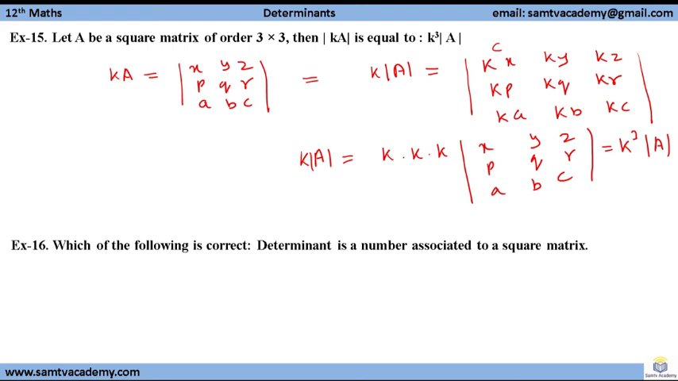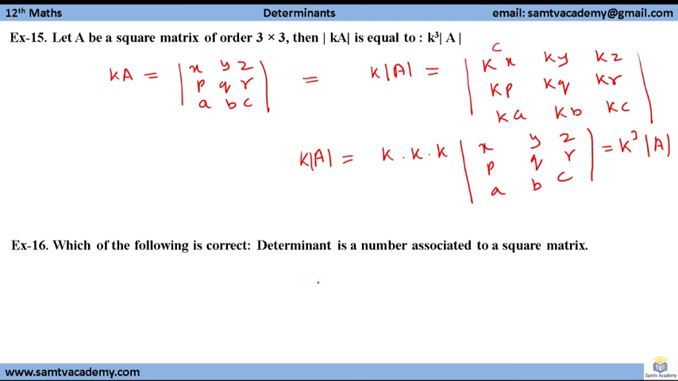Now question number 16, which of the following is correct? I have written only the answer to make you understand. There will be 4 options. It is asking about the determinant. So what is a determinant? We have solved so many questions, and if you have any number of elements and you solve that determinant, you will get a single value only.